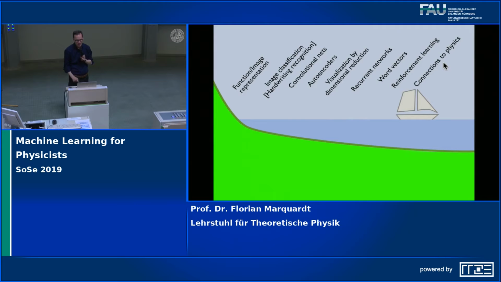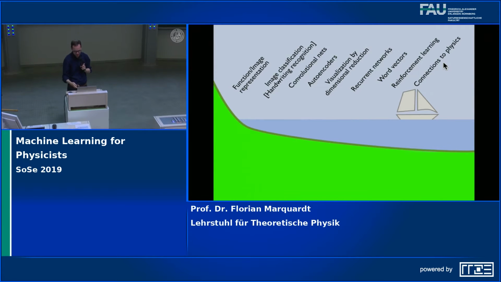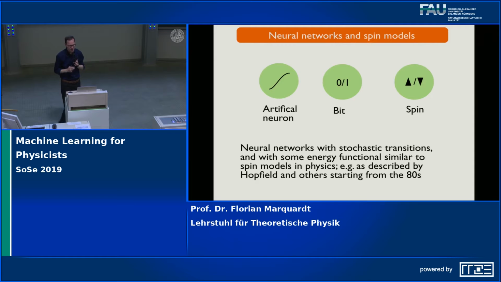Last time we finished the reinforcement learning, and then we will start to discuss the connections to physics and to science. So let me just give you an introduction how you might draw the connection between neural networks, artificial neural networks, and physics.